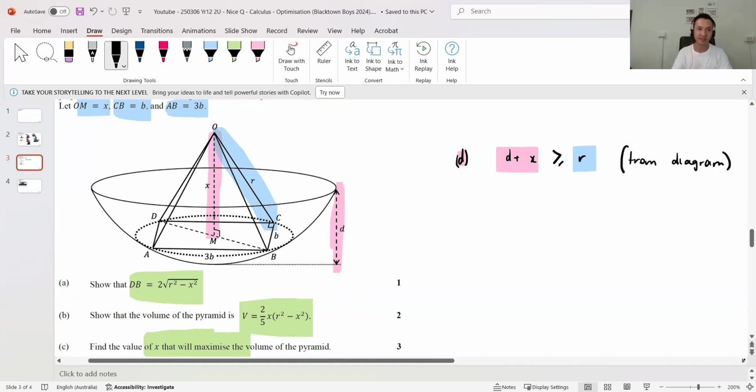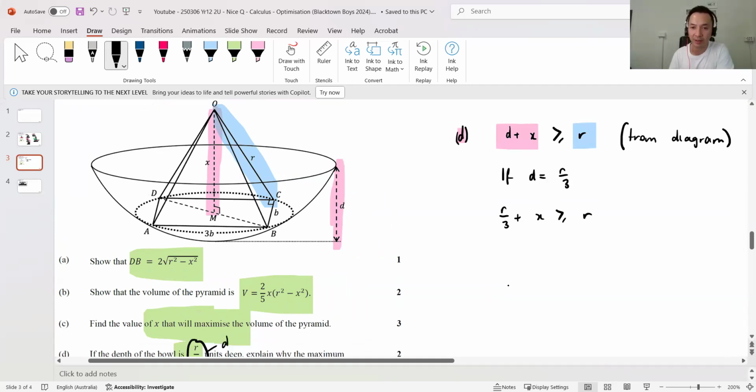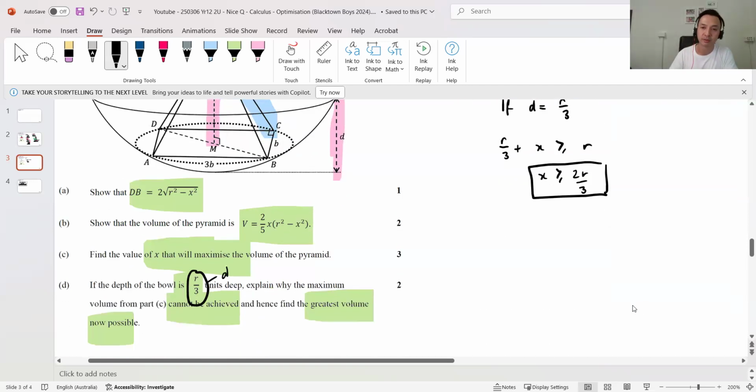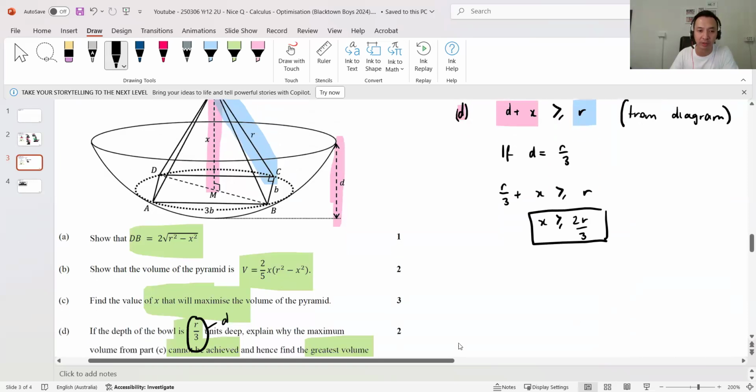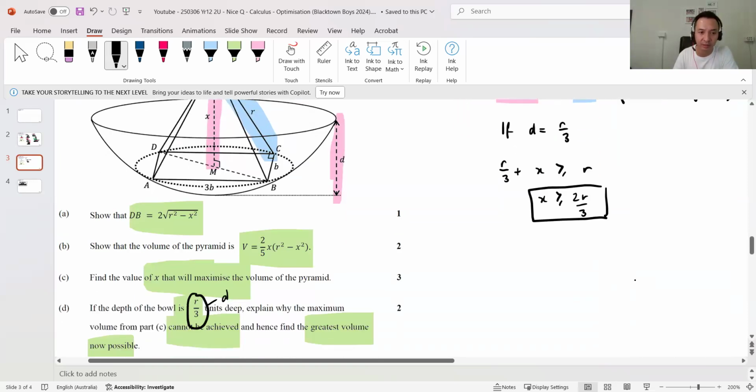Yep. Now, in this case, if the depth is given to be R on 3, sub that in. R on 3 plus X is greater than R, right? And then X, throw that guy over the fence, is greater than 2R on 3, right? Now that's important. So basically, if I wanted D to equal R on 3, then X has to be greater than or equal to 2R on 3.